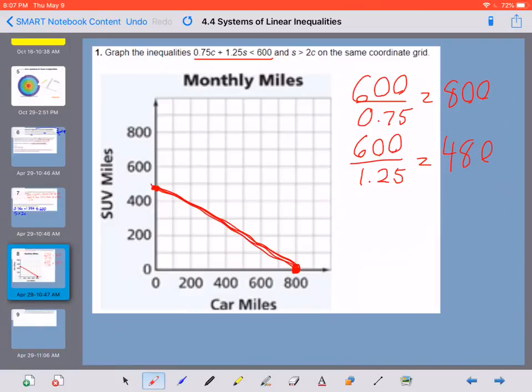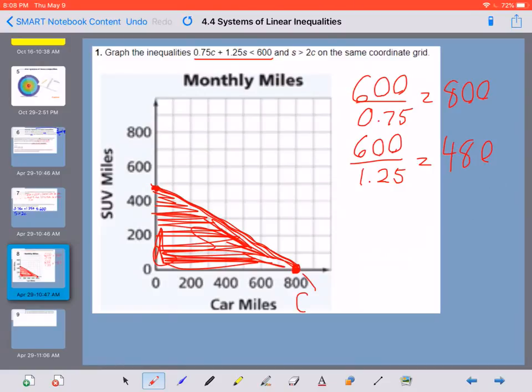Almost. We have our line. This says less than 600, so everything underneath our line is our region that is less than 600. So this line is our 0.75C plus 1.25S is less than 600.